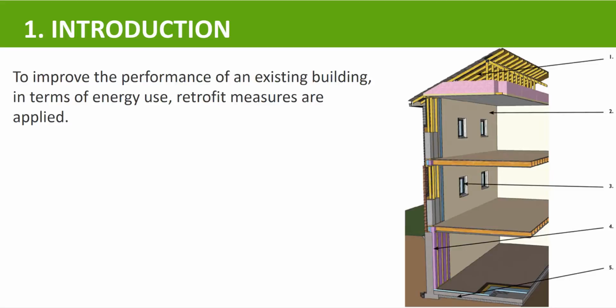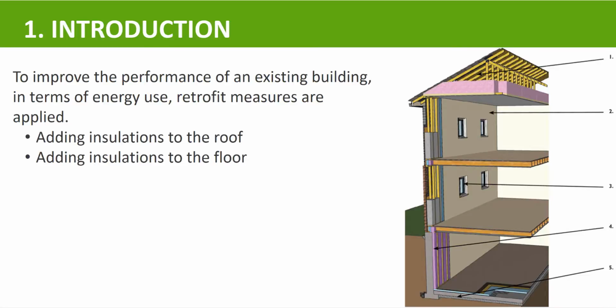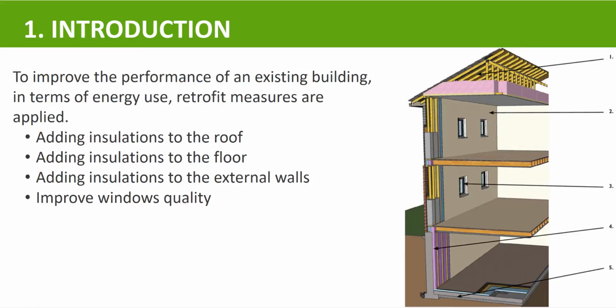Introduction. To improve the performance of an existing building in terms of energy use, retrofit measures are applied. We can improve the thermal performance of the building by adding insulation to the roof or to the floor, adding insulation to the external wall, improving windows quality, and so on.